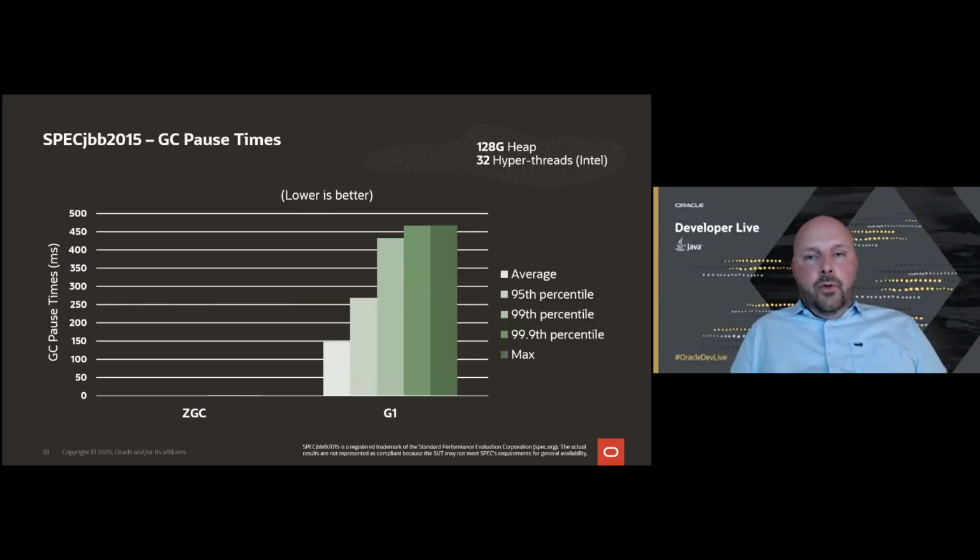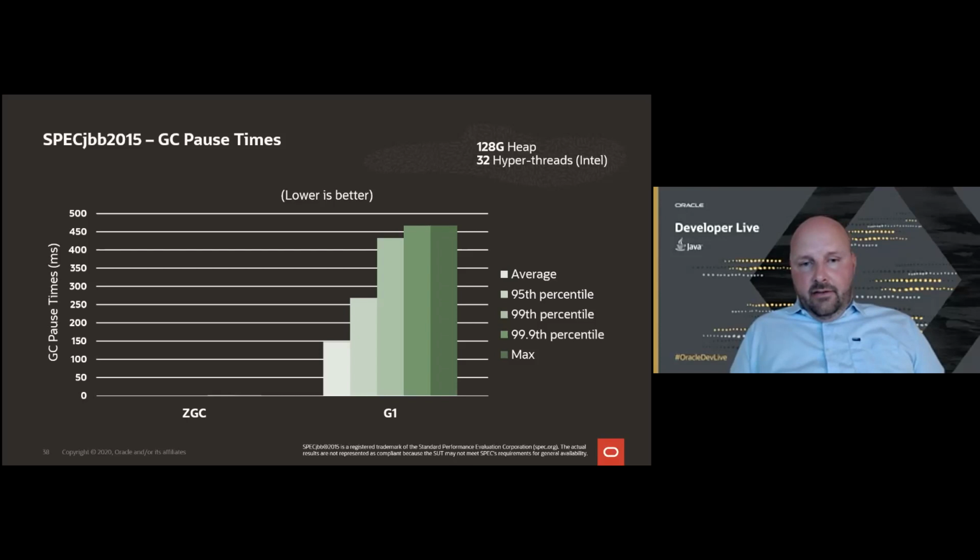And speaking about pause times, this is what it looks like for the same benchmark. In this graph now, lower is better. We have milliseconds on the y-axis from 0 to 500. If we look at G1, we see that it has an average pause time of around 150 milliseconds, a max pause time of something like 470 milliseconds.